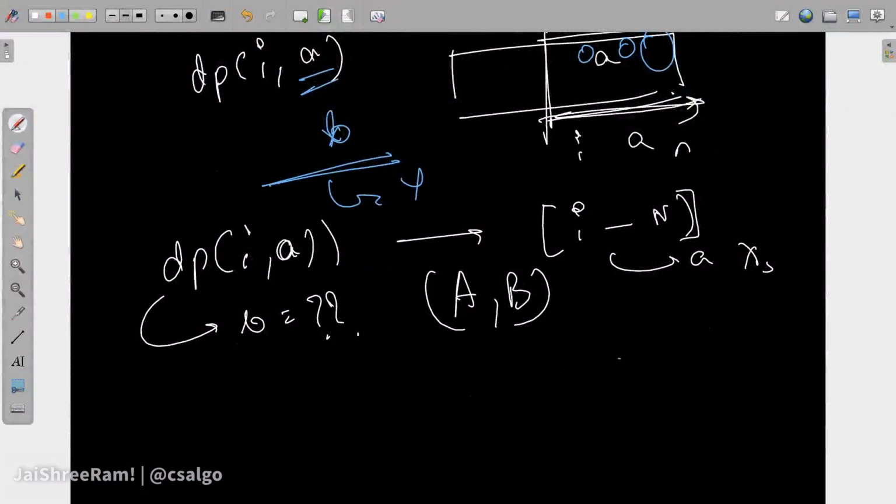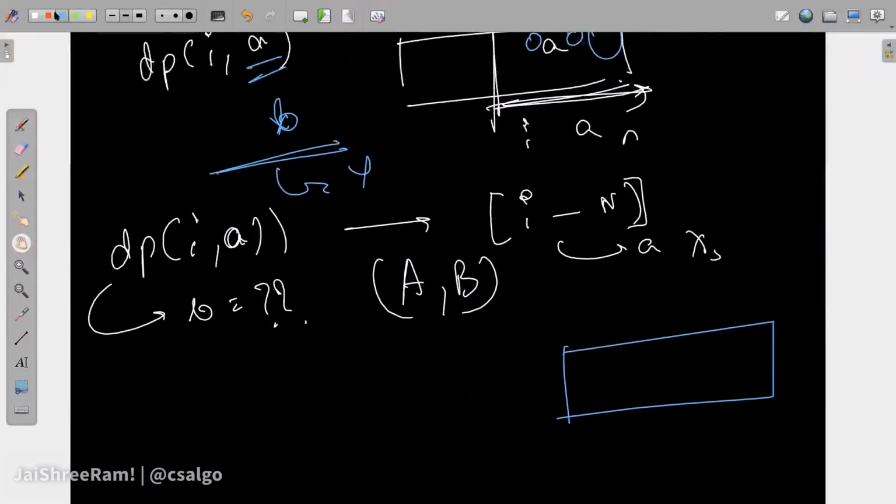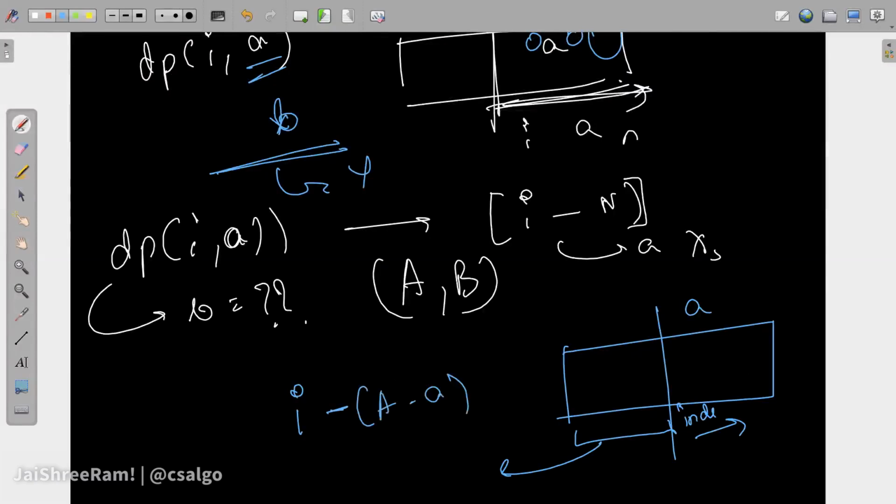So let's say this is the array, and from this you need to take a number of elements. Let's say this is the index. How many elements have we processed till now? That will be the same as the index. So the number of elements processed till now is going to be equal to I, minus, out of the total a elements from over here, A minus a elements has been taken from over here.